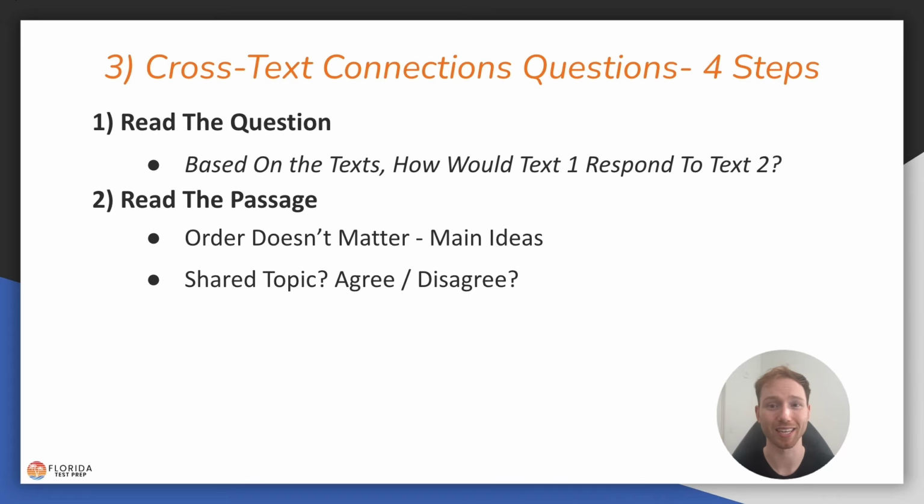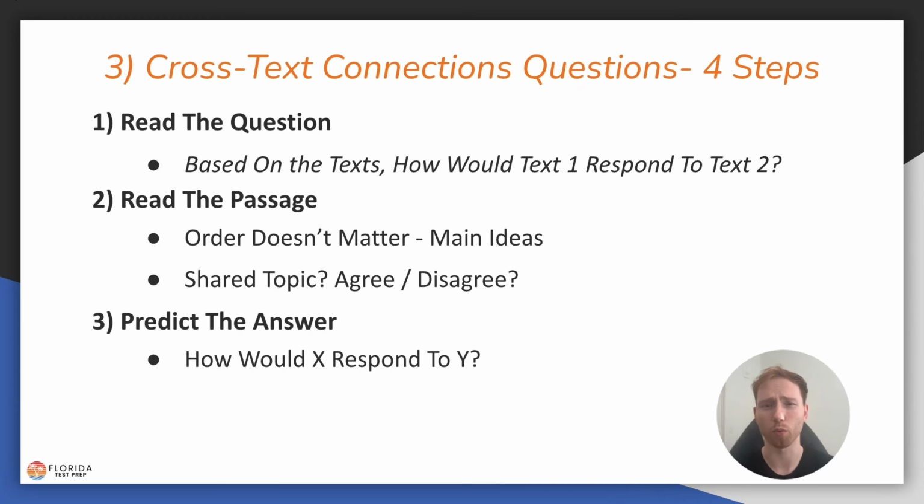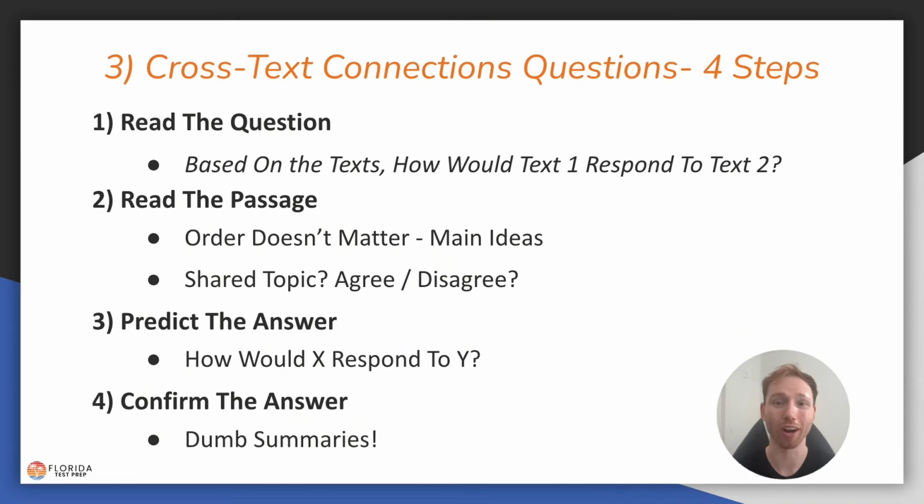So you want to find the main idea that they have in common and then think, well, do these passages agree or disagree with each other? Because this is going to help you predict your answer. How would 2 respond to 1 or 1 respond to 2? And then you want to confirm your answer by choosing an answer, confirming it with a passage, or confirming it with your prediction. And I just want to place emphasis on dumb summaries are fantastic for these questions. They're long and they're dense. So jotting notes down as you read on your scratch paper can be very, very helpful for these questions.